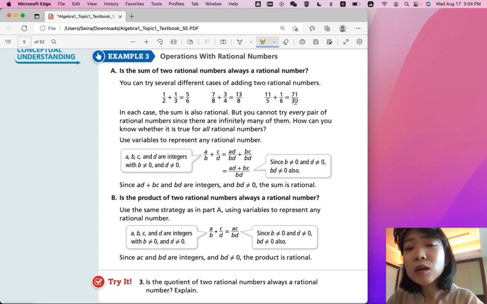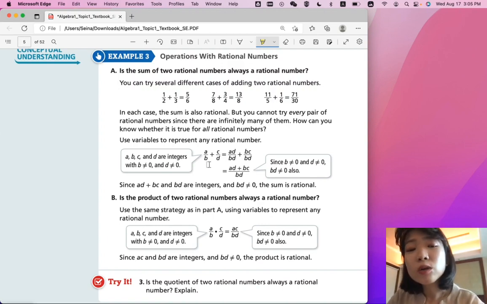So how do you know whether it's true for all rational numbers? You can use variables to represent all the numbers of a set. So you can use A, B, C, and D as integers, so that B is not 0 and D is not 0, because if there is a 0, this fraction doesn't make sense. There cannot be a fraction with a denominator of 0 by definition.